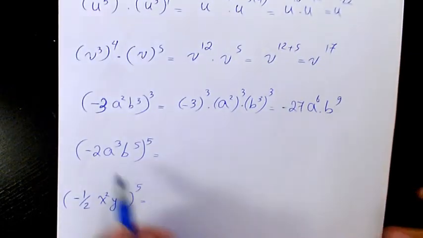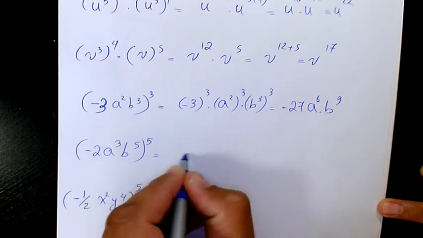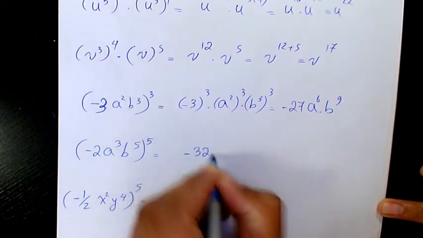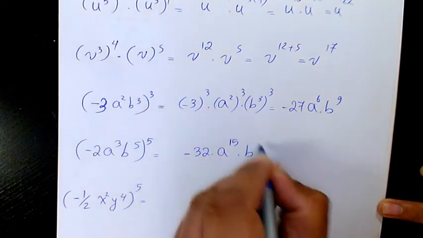Next one. Negative 2a to the power of 3, b to the power of 5 to the power of 5. So it's going to be negative 32, a to the power of 3 times 5, 15, b to the power of 25.